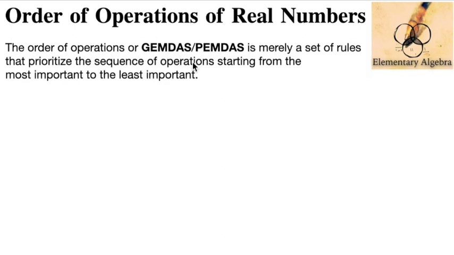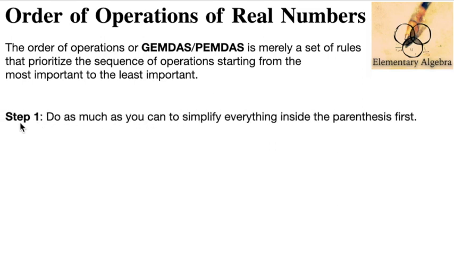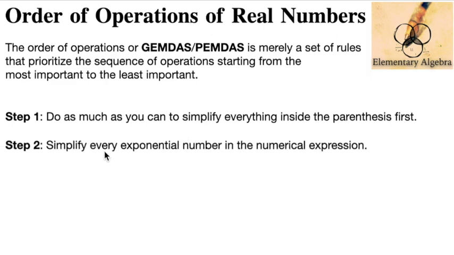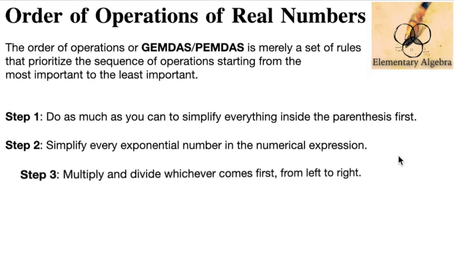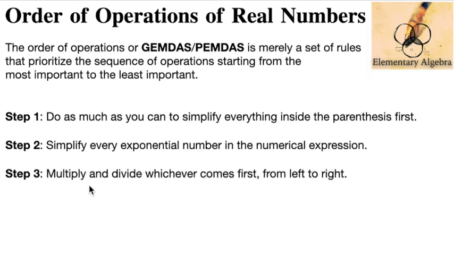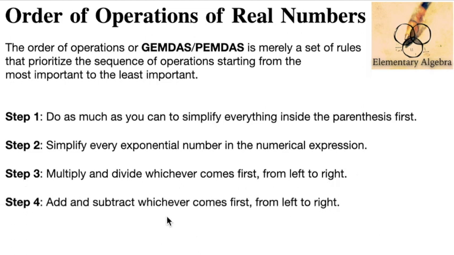This is the order. So first grouping, up until addition and subtraction. Step number one: do as much as you can to simplify everything inside the parentheses first. Step number two, simplify every exponential number in the numerical expression. Number three, multiply and divide, whichever comes first, from left to right. And number four, add and subtract, whichever comes first, from left to right.